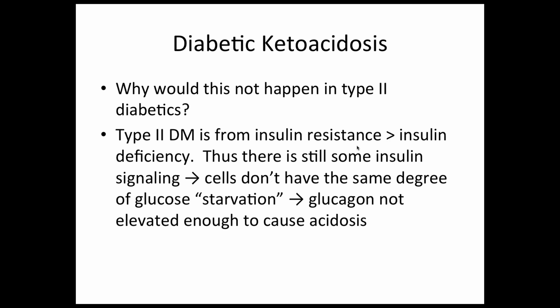Okay, so we talked about why this wouldn't happen in type 2 diabetes: you get glucagon elevation, but not to the same degree as if you have minimal insulin signaling, like in type 1 diabetes.